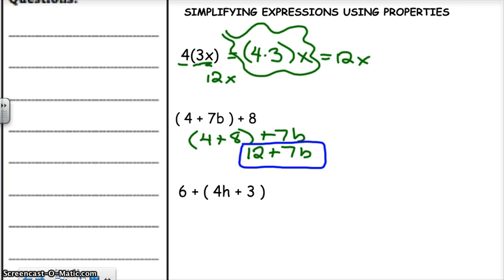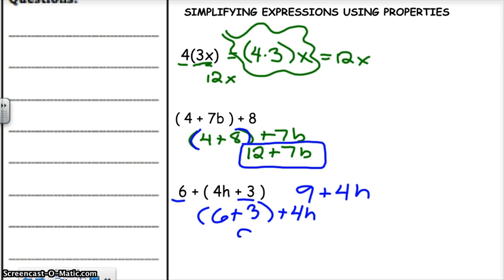Okay? 6 plus 4h plus 3. What I do, if you don't want to do this part I did in the previous problem, I just say, okay, what can I combine together? I can go 6 plus 3 is 9 plus 4h. That's my fast way of doing it. If you like to know how you are doing this, you can regroup utilizing the associative property of addition like that. 6 plus 3 is 9 plus 4h. Choose strategies, you do it whatever way you like.